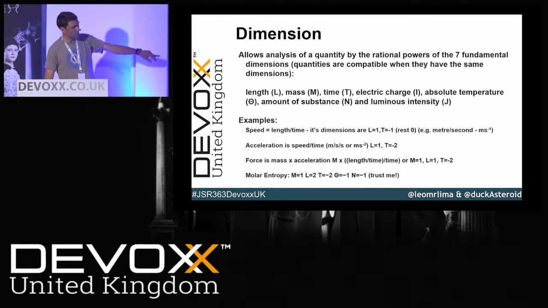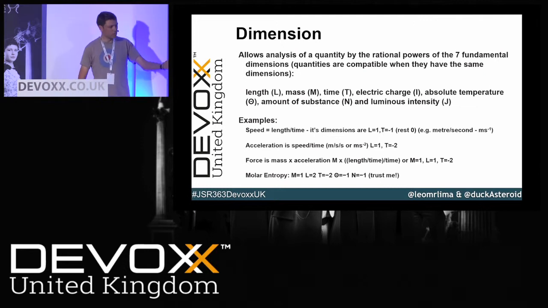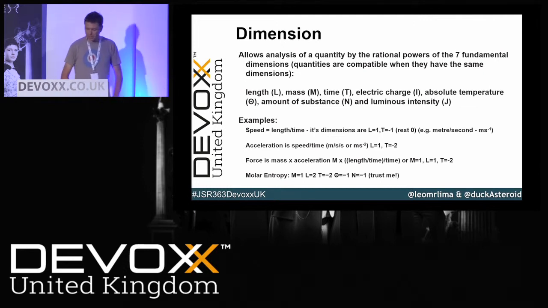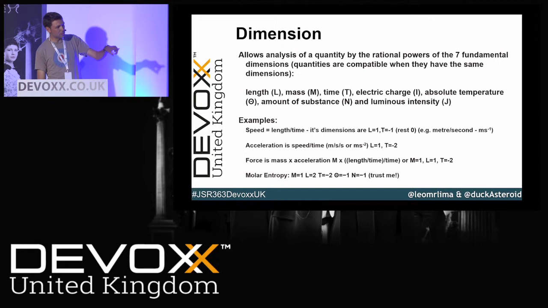So examples here. Speed, everybody knows from physics, is length over time, but its dimensions, therefore, are L equals 1, T equals minus 1. And you can see that in the unit when it's written meters per second. The S minus 1 is the dimension length, and time to the minus 1.